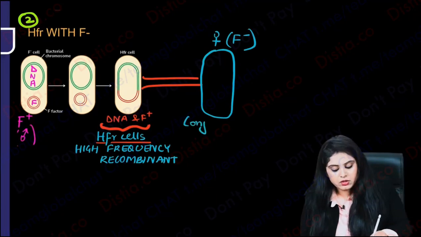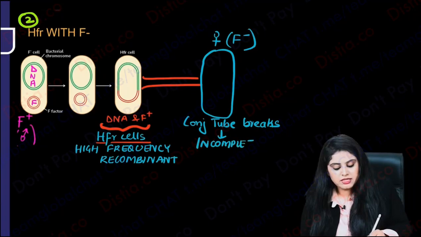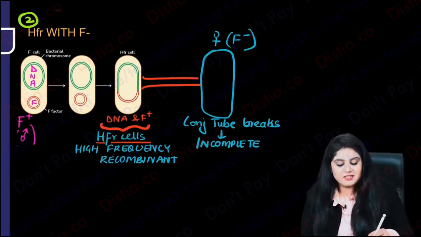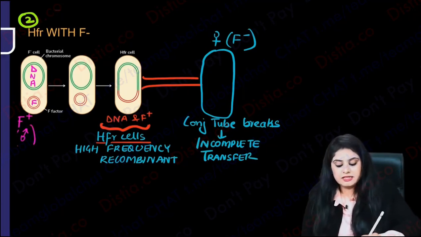Please remember, the conjugation tube breaks. So is there a complete transfer or is there an incomplete transfer? You've understood it already. Ma'am, trip is spoiled middle way. They've not completed their trip. They have not reached their destination. So there is an incomplete transfer that happens. That means, now listen to this very carefully. Did the female have her own DNA? Self DNA? Yes, the female had her self DNA.